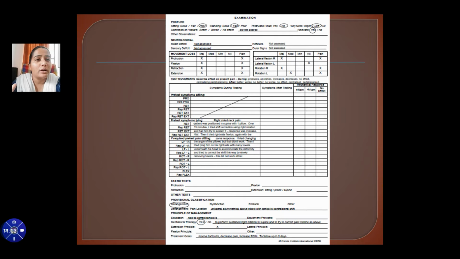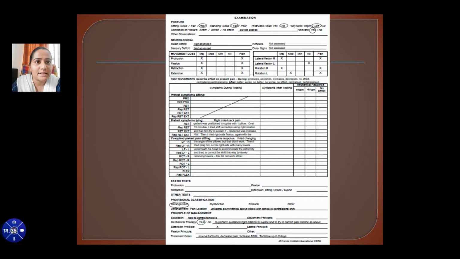So now again we have to use the same terminology which is given in this form. While the movement is being done, whether it is producing the pain, abolishing the pain, increasing or decreasing the pain, or there is no effect. And after the movements are completed, whether it is better, whether it is worse, or there is no change or no effect. So in those words only we have to write it.